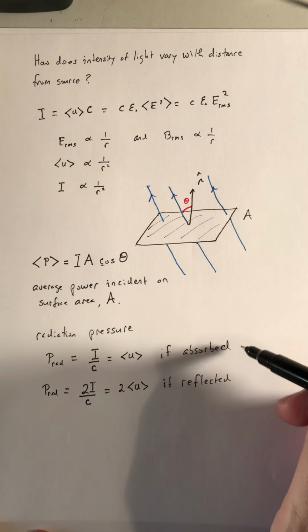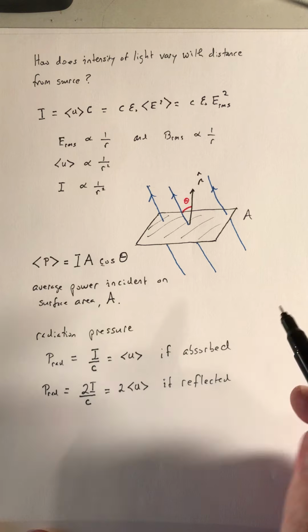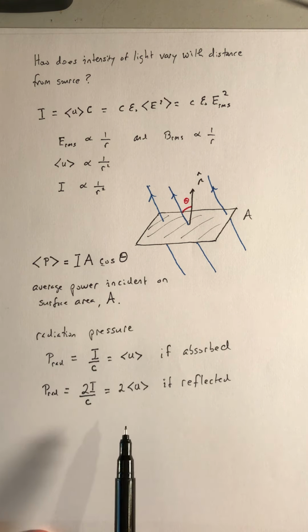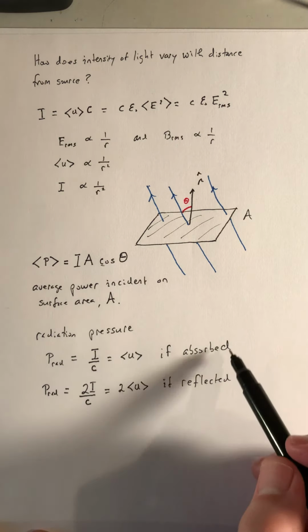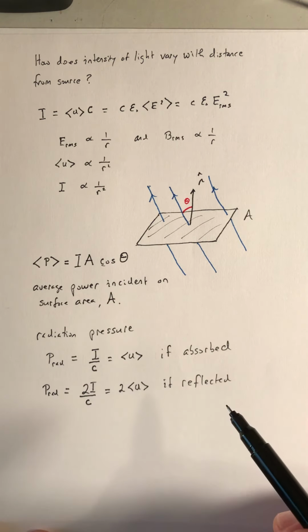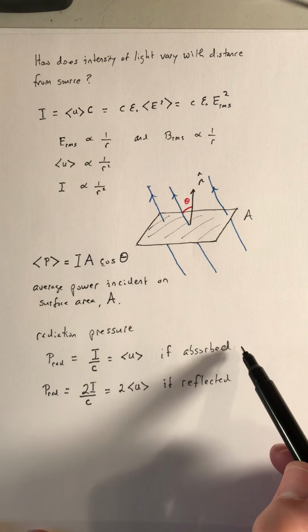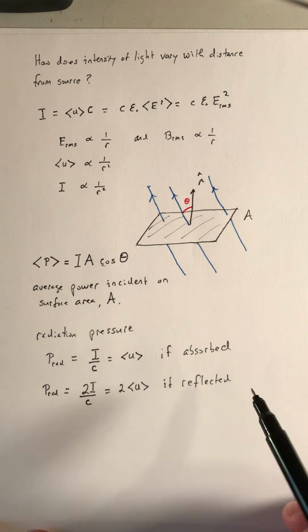And if it's some fraction absorbed, some fraction reflected, then you're in between these two limits. And with transmission through, you're not having an effective momentum transfer from that. So these are the correct values in those ideal limits of if all the light is absorbed, if all the light is reflected.